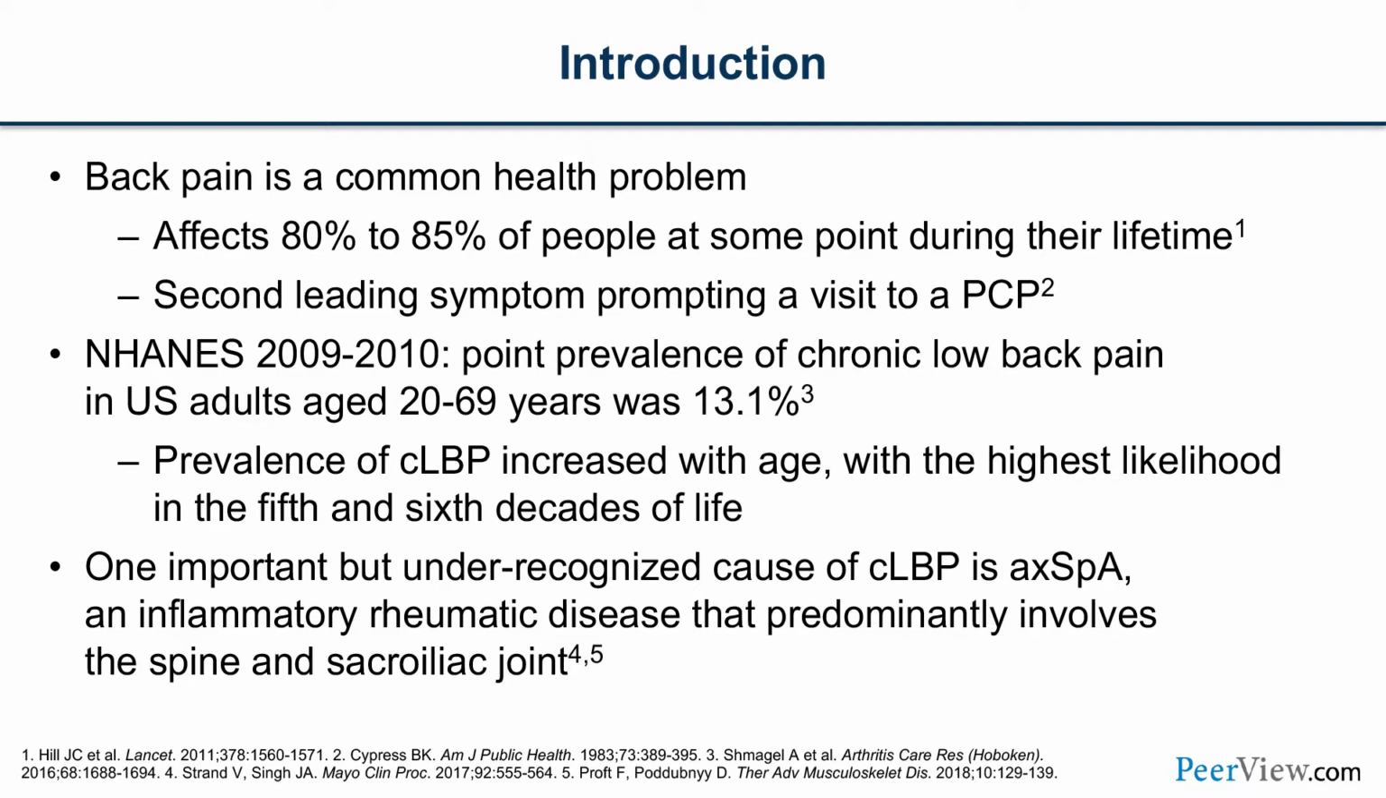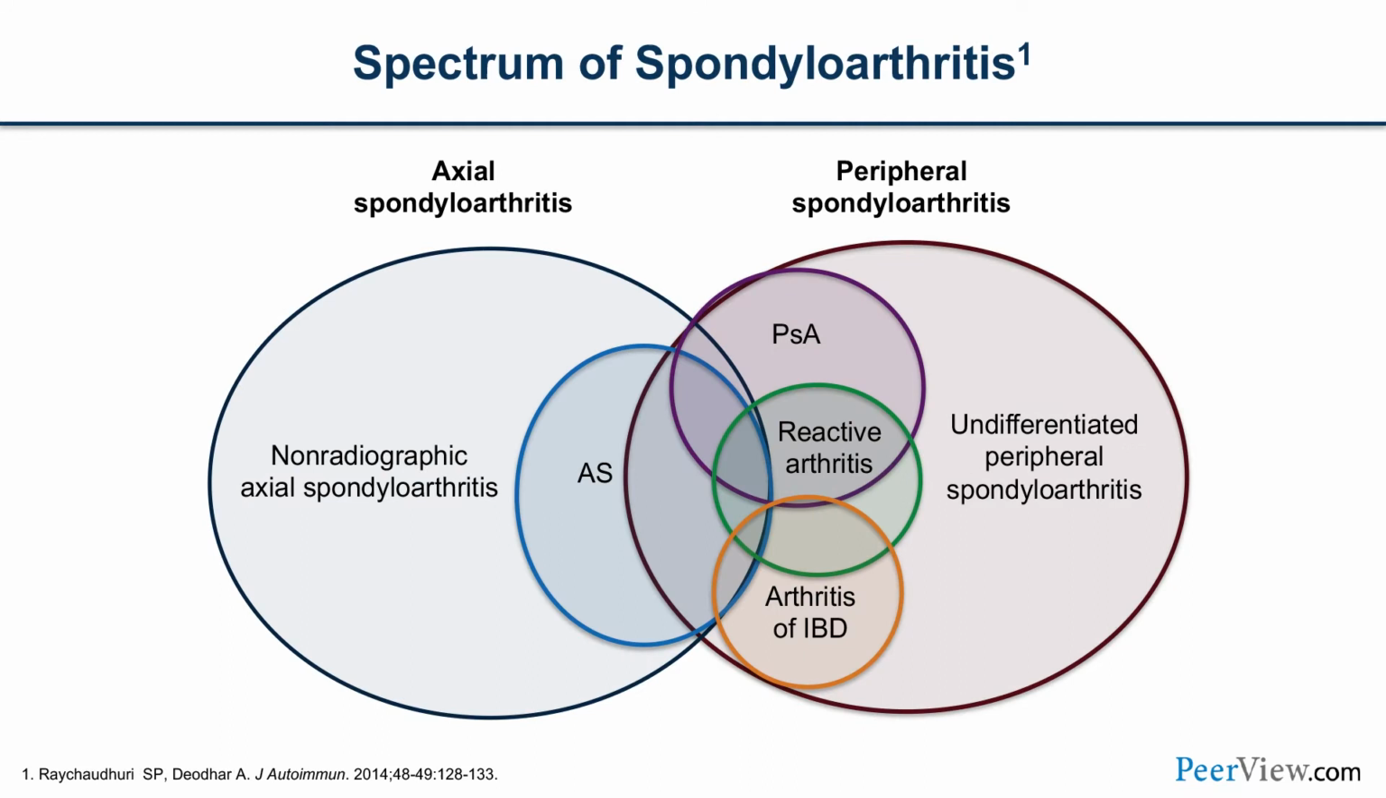One important but under-recognized cause of low back pain is axial spondyloarthritis, which we'll be talking about extensively. This is an inflammatory rheumatic disease that predominantly involves the spine and the sacroiliac joints. This figure really outlines the spectrum of spondyloarthritis, and you can see that there are two large circles, axial spondyloarthritis on the left and peripheral spondyloarthritis on the right. Spondyloarthritis is a term that means inflammatory disease of the spine, and as you can see on the left, we have divided this into two subcircles.